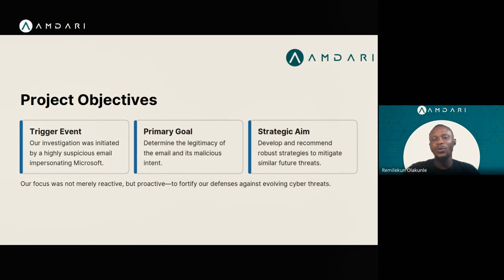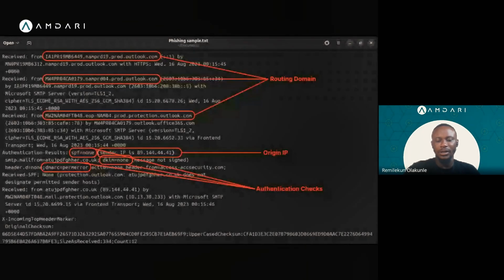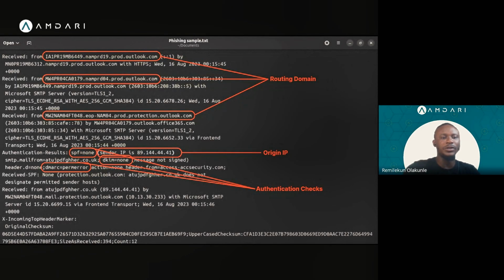Our investigation started when we received a very suspicious email claiming to be from Microsoft. Right, so the goal was simple, but very, very urgent. We have to determine whether this email is legitimate or not. But we won't just stop there. We will have a strategic aim to develop recommendation strategies that can be used to block future threats like this. Now, let me walk you through the investigation.